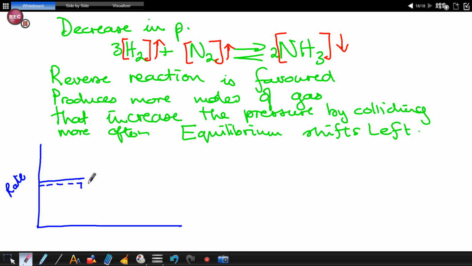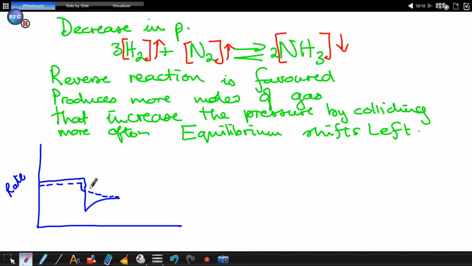We need to think now. It also decreases the forward. The forward one is going to decrease the most. If the reverse is favored, won't the reverse decrease the most? The reverse is favored, so we're trying to make those things equal. So the forward will decrease the least, and the reverse will increase the most.